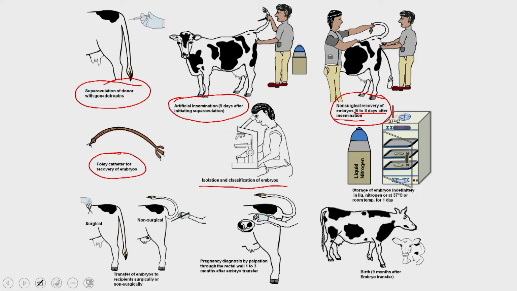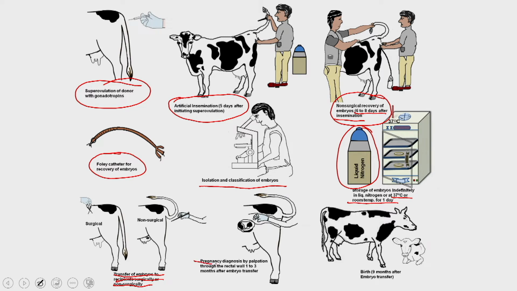Then you can segregate the good and the bad quality embryos under the microscope, and these embryos can be stored in liquid nitrogen for indefinite storage, or stored at 37 degrees Celsius or room temperature for 1 day. After this, you have to transfer the embryo to the recipient surgically or non-surgically. You can do a surgery on the recipient animal and implant these embryos into the uterus, so that they will develop.